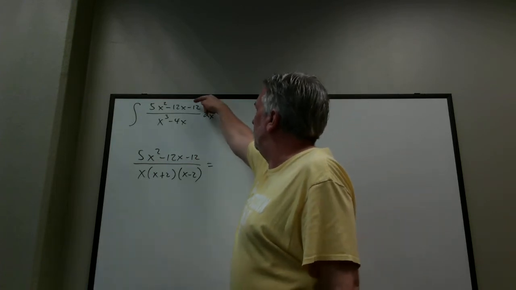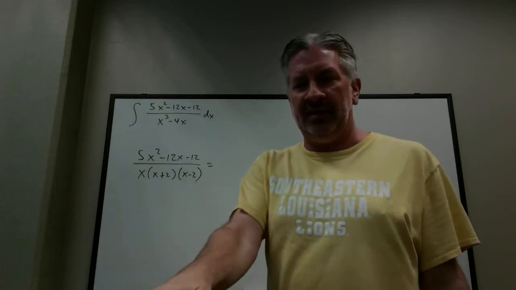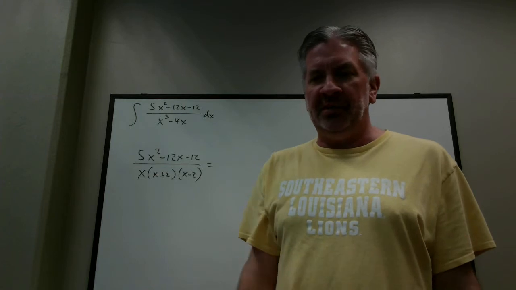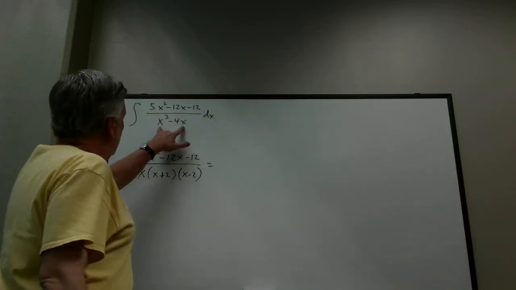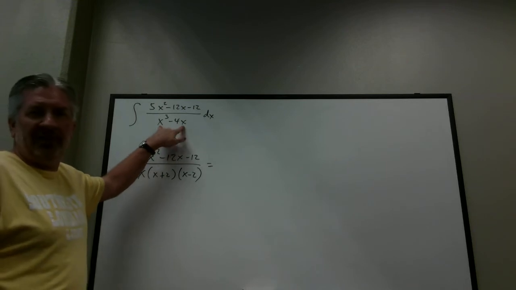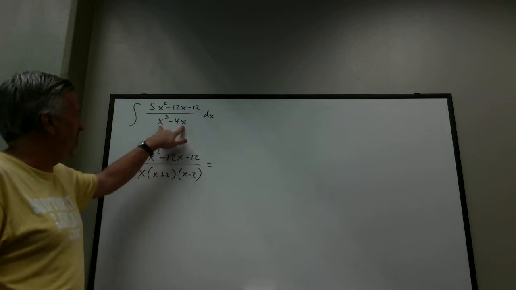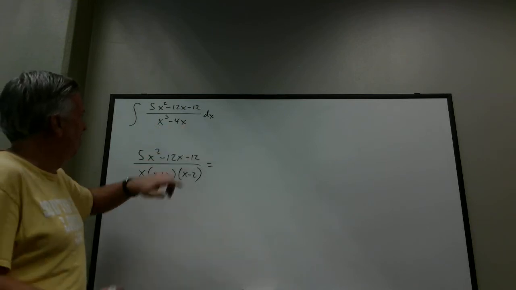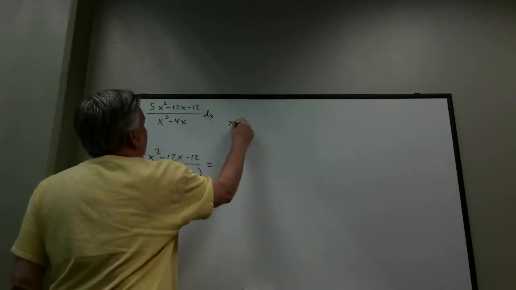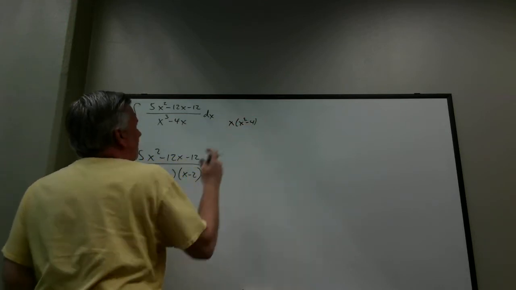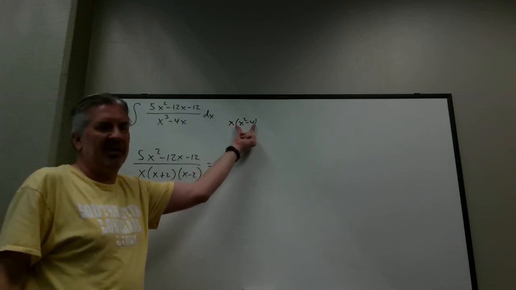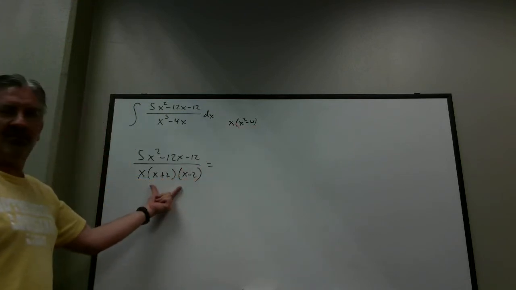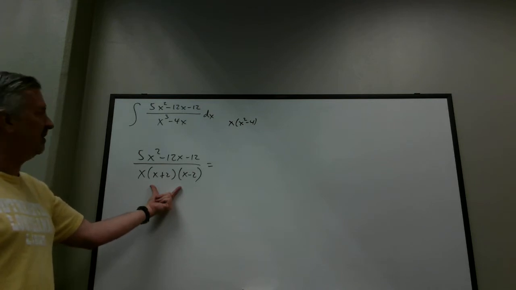The degree of the numerator is strictly less than the denominator, so that step is taken care of. Step 2 said factor the denominator completely into linear and quadratic terms. Well, the first step in factoring is always pull out the greatest common factor. So if you factor out an x, you're left with x times x squared minus 4. But that's a difference of squares, and so that factors as (x plus 2)(x minus 2). So I've gone ahead and written the factorization there.